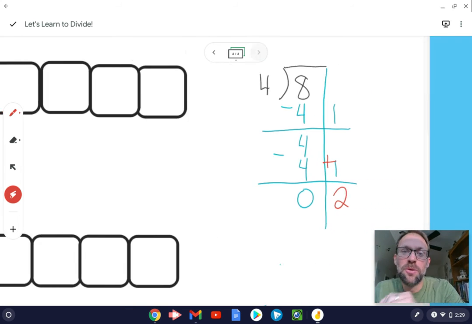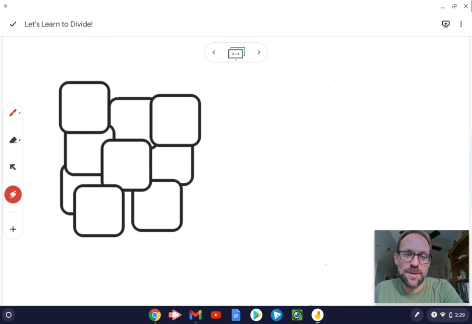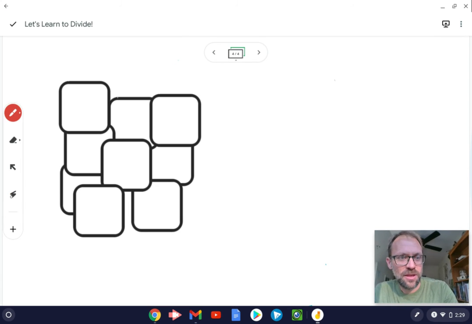All right, let's try one more. This time, however, if we count the number of blocks we start with, we're going to have 1, 2, 3, 4, 5, 6, 7, 8, 9. So we've changed our dividend, the number of things in the pile that we're starting with. So we're going to use 9 this time. And we're still going to divide it, though.